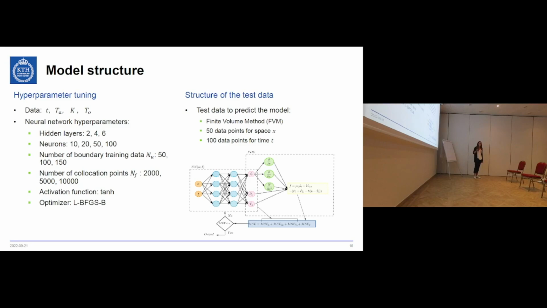It is interesting because it shows that the PINN does not need all the training points that are available, but works sufficiently well with even fewer points. And this is also computationally less expensive, I would say. Then we have different collocation points we tried. The activation function is the hyperbolic tangent, and the optimizer is L-BFGS-B, a second order optimizer.